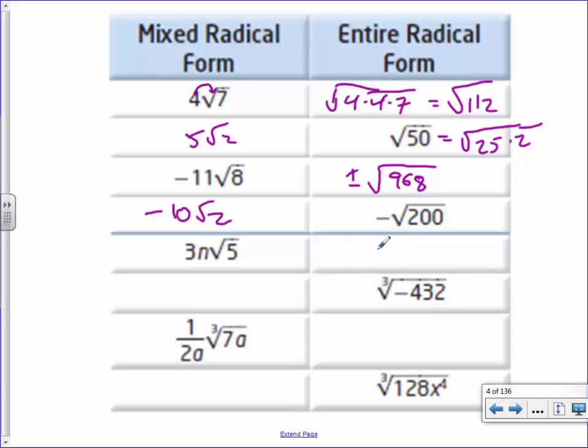What's that going to be? 9 times 5 will be 45. And squared. Oh, that's gross. So I've got to find perfect cube numbers that go into 432. Okay, 432. 8 works. But each work again though.